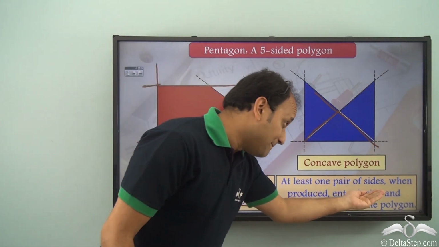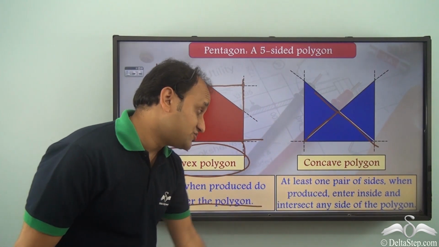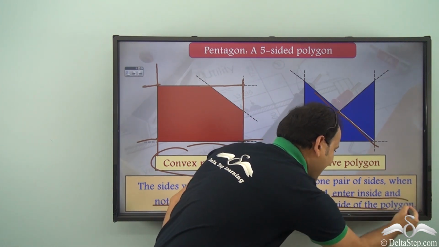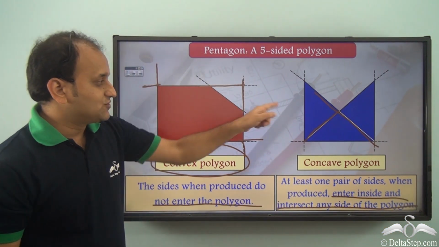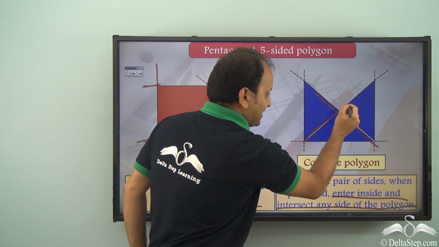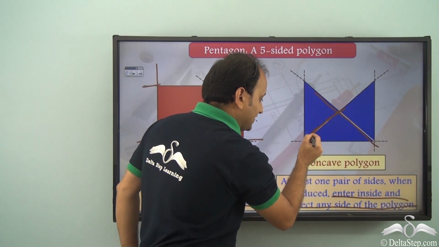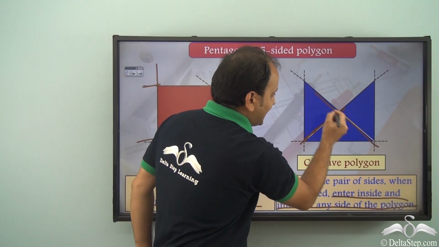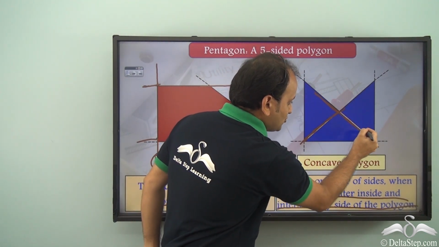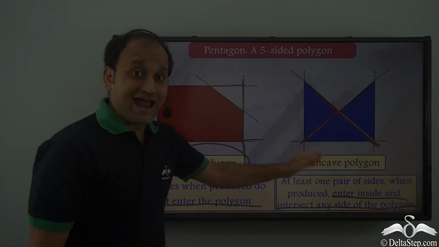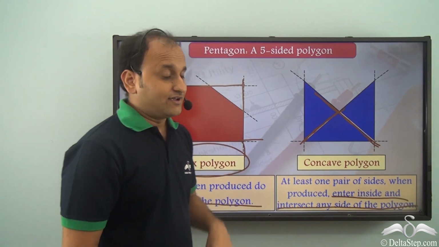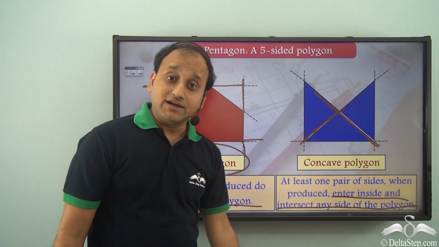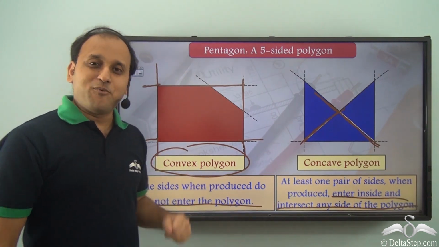So at least one pair of sides, when produced, enter inside and intersect any side of the polygon. In this case, this particular side, when produced, enters the polygon and intersects the other side. Similarly, even in this case, this, when produced, enters the polygon and intersects the other side. So this is how you can identify whether it is a concave polygon or a convex polygon.